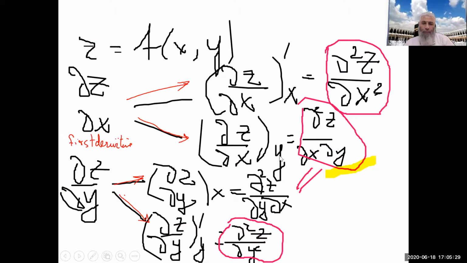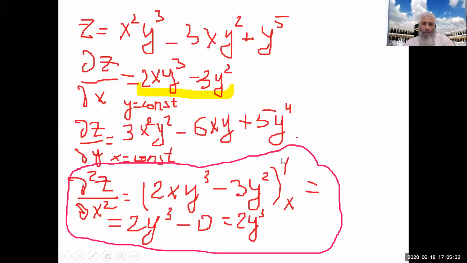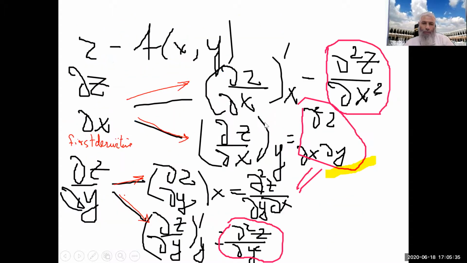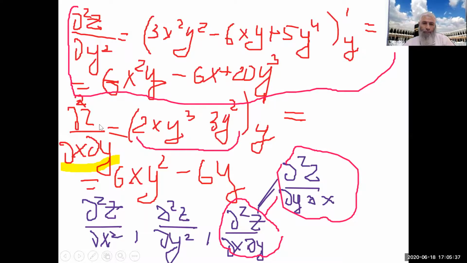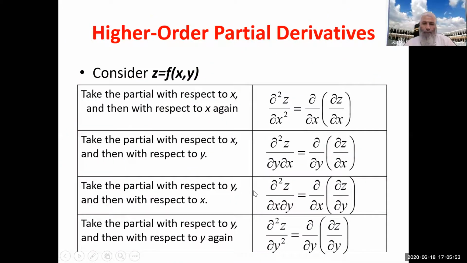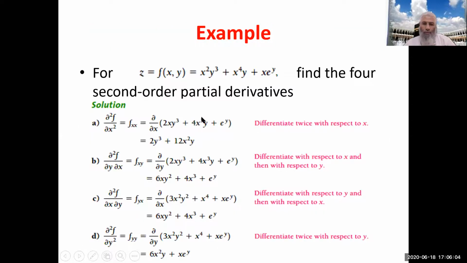And here in his solution, it should be the same too. This is dx dy. They are equal. These are equal. Take the partial with respect to y and then with respect to x, partial with respect to y and then with respect to y again. So let's solve this. I write it here.